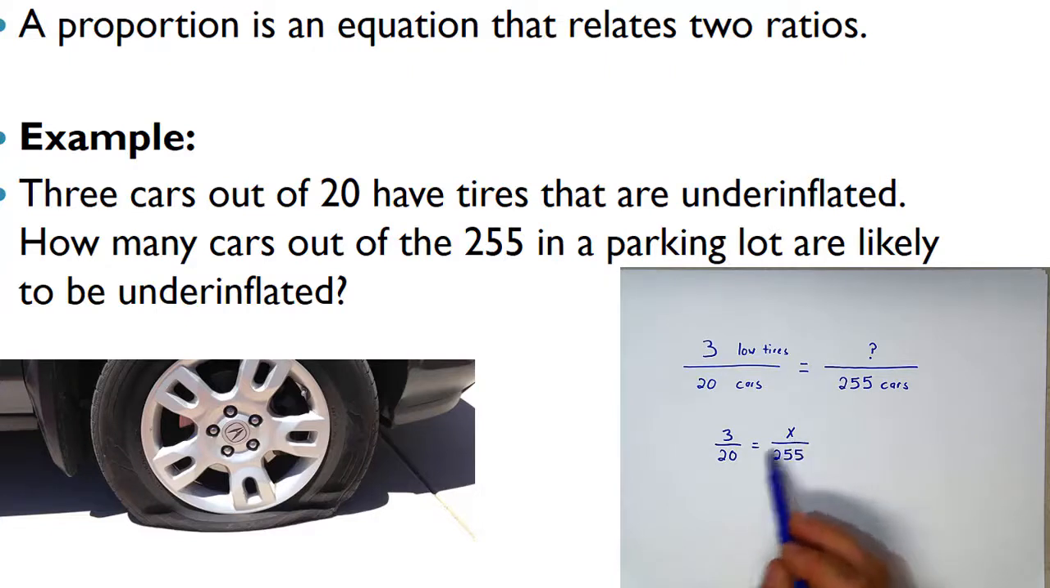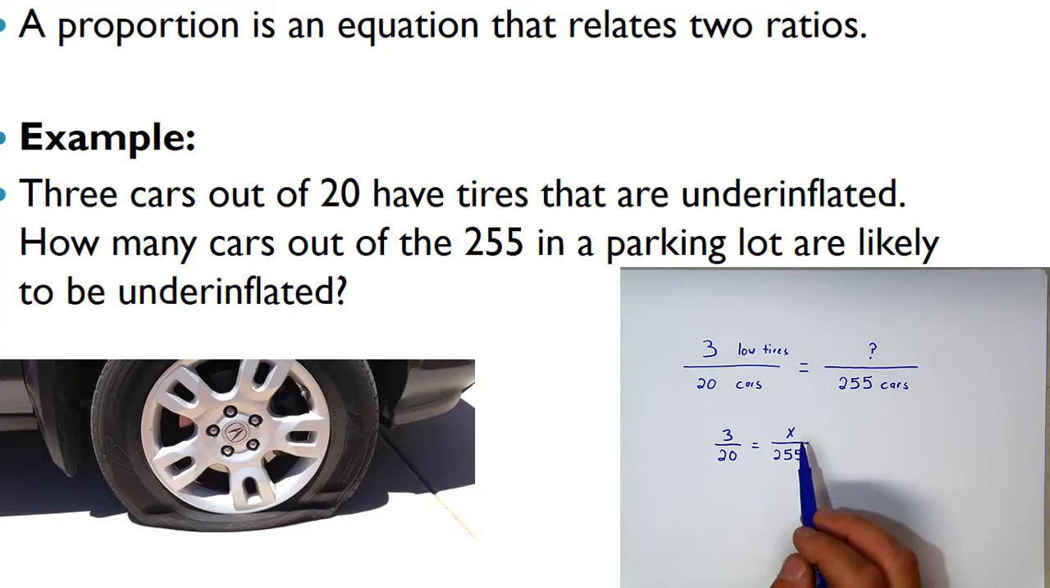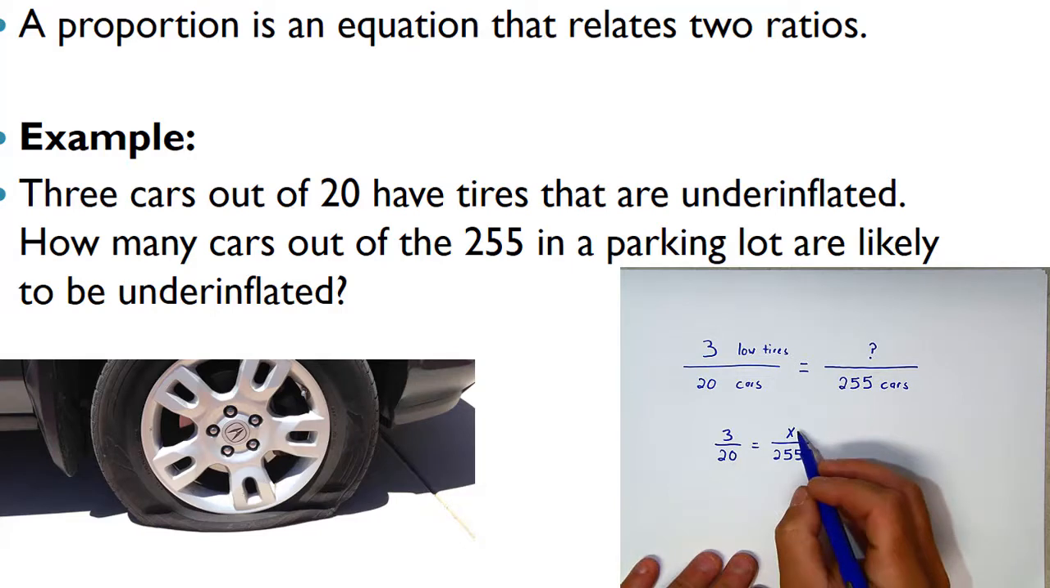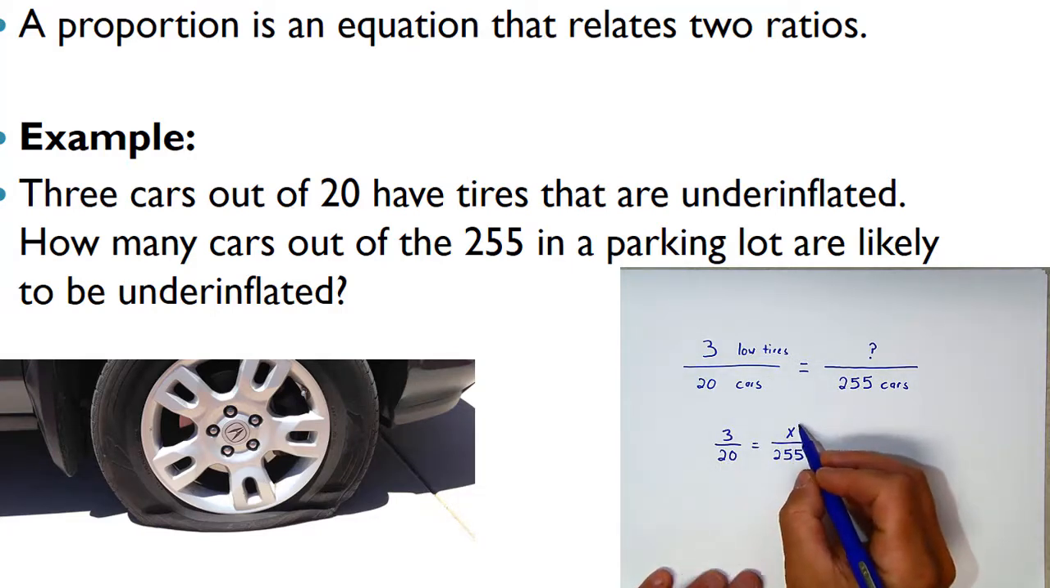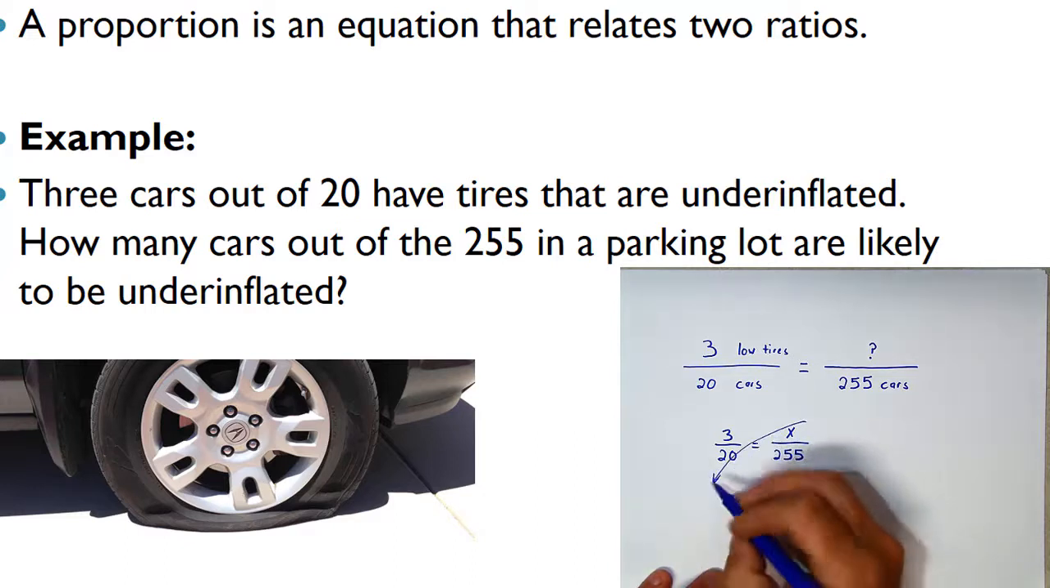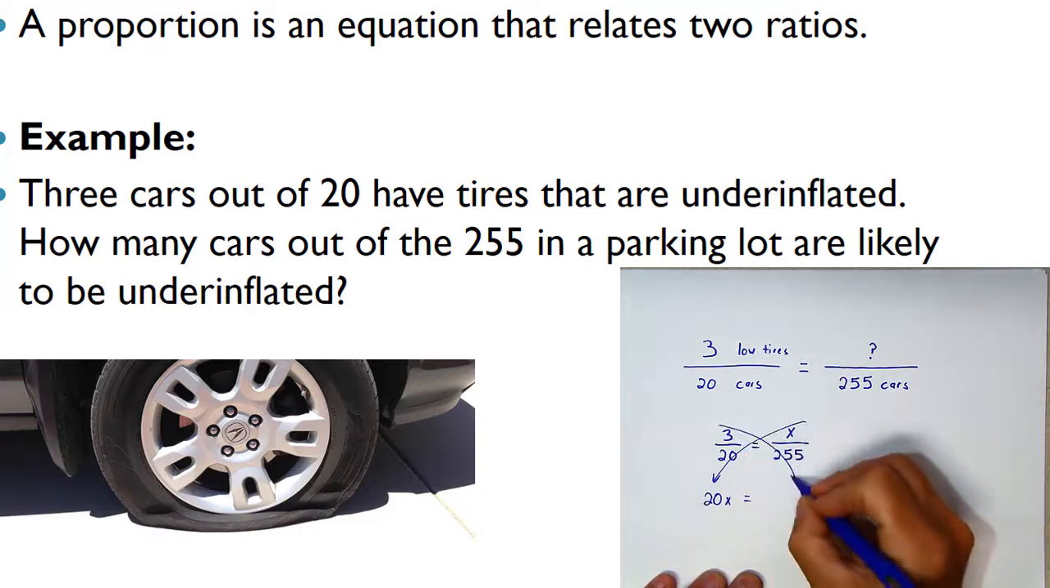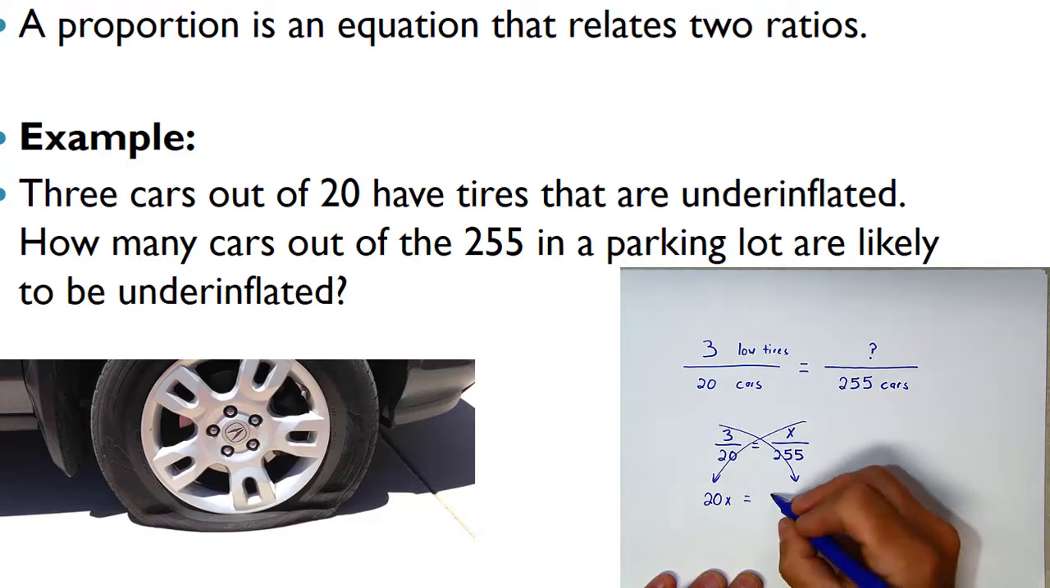Now, this is one of those things that people tend to remember, and maybe you do too. Do you know how to solve a proportion like this one? Well, I'll bet you have heard of cross multiplying before, and so a quick review here of that. One property of a proportion is that the diagonal products, or the cross products, have to be equal. So the diagonal product in this direction, which is 20x, has to be equal to the diagonal product in the other direction, which is 3 times 255.